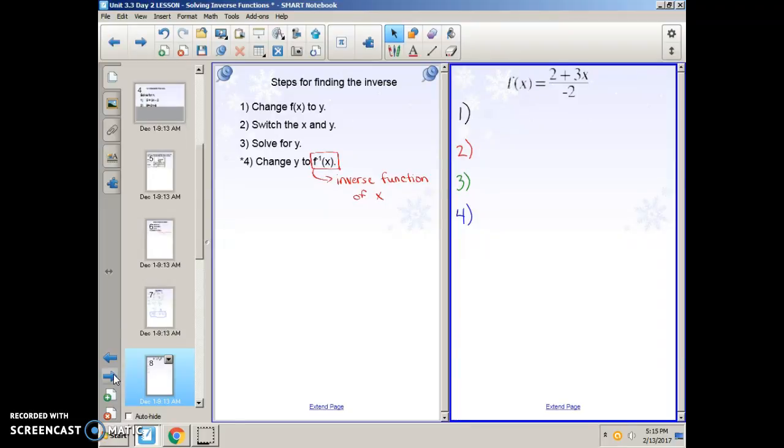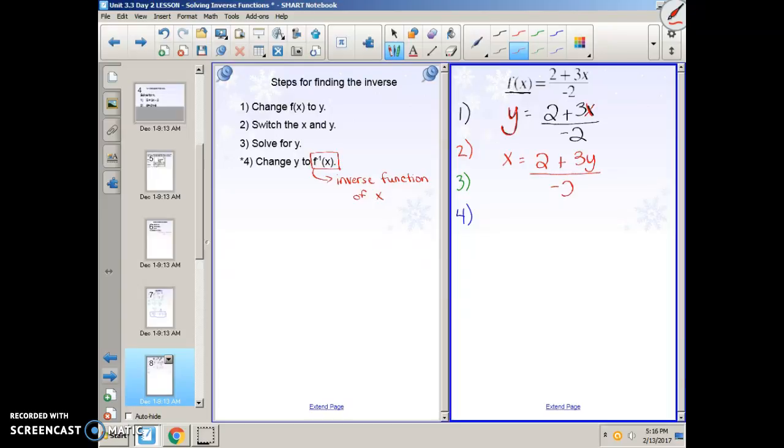All right, example 2. All right, let's start with the easy step. Change f of x to y. That's pretty easy. All I gotta do is change that to a y. Whew, not too bad yet. Not too scary. Just changing that. Step 1, done. Step 2, switch the x and the y. Still not too crazy yet. Here's my y, here's my x. 3y over negative 2. Again, not too crazy so far.